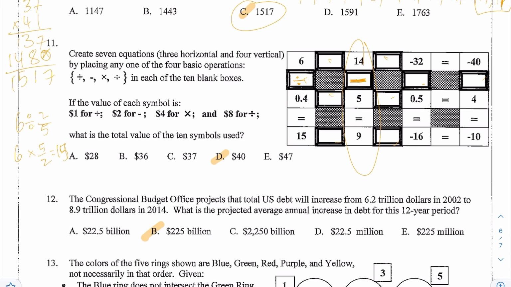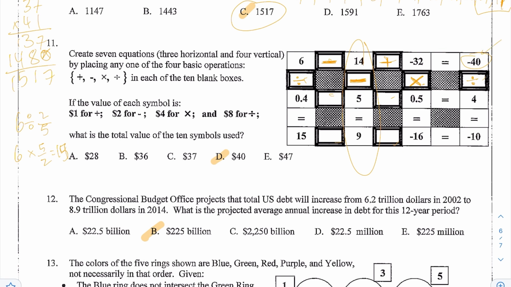All right, so then negative 32 times half is negative 16. And then negative 40 divided by 4 is negative 10. All right, so then when you go across, well, 6 and 14, that's 20. So that's already too much, because you want negative 40 at the end. So if you do 6 minus 14, though, you'll get negative 8, and negative 8 plus negative 32 will be negative 40. That's good.